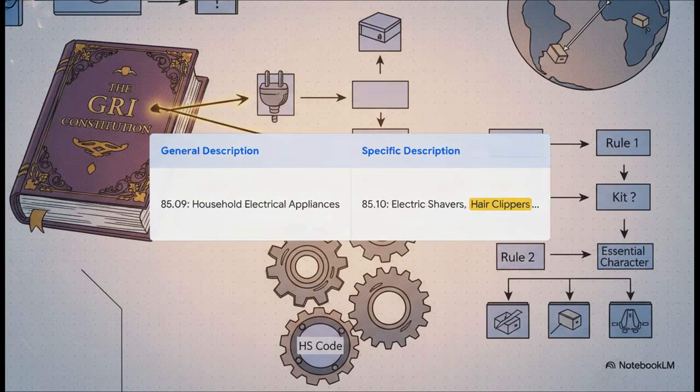So let's look at how cleanly Rule 3A works. It's all about which description is more specific. The most specific one wins. It's that simple.